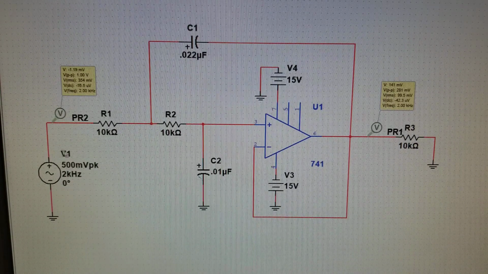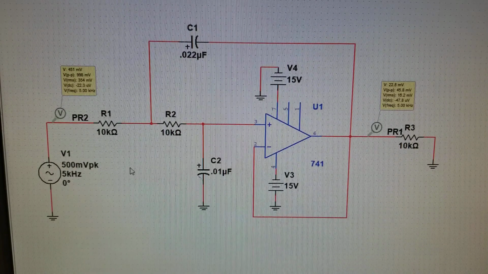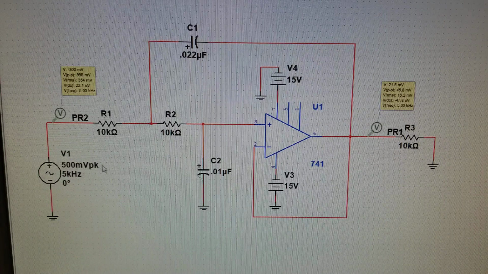So now with 2 kilohertz as our input frequency, we still have an input voltage of 1 volt, and our output voltage has dropped to 281 millivolts. Make sure you calculate your voltage gain and your decibels. So now we have a 5 kilohertz input frequency. We still have 1 volt as our input voltage. Our output voltage is at 45.8 millivolts. Make sure you calculate your voltage gain and your decibels.